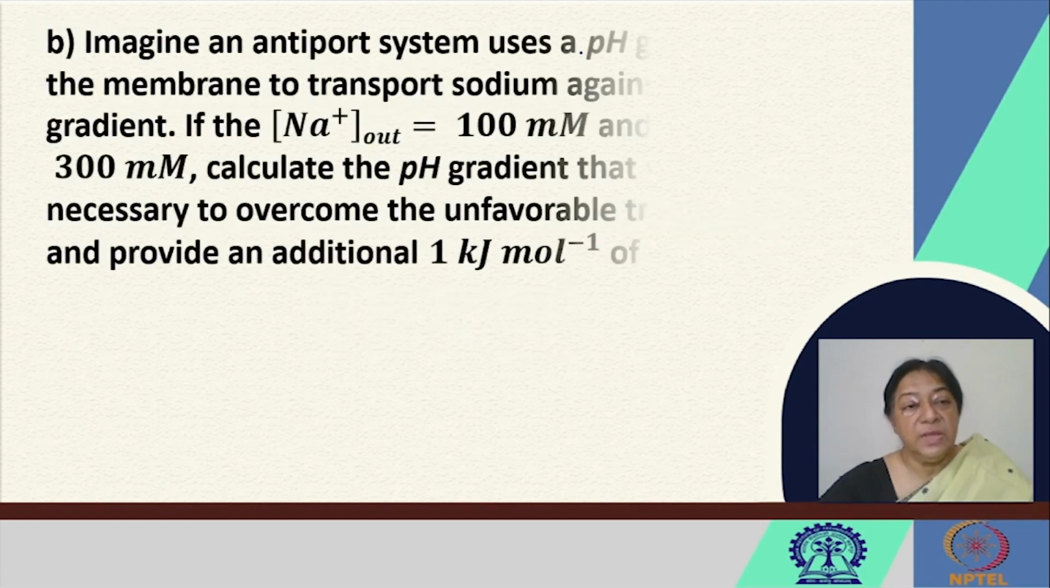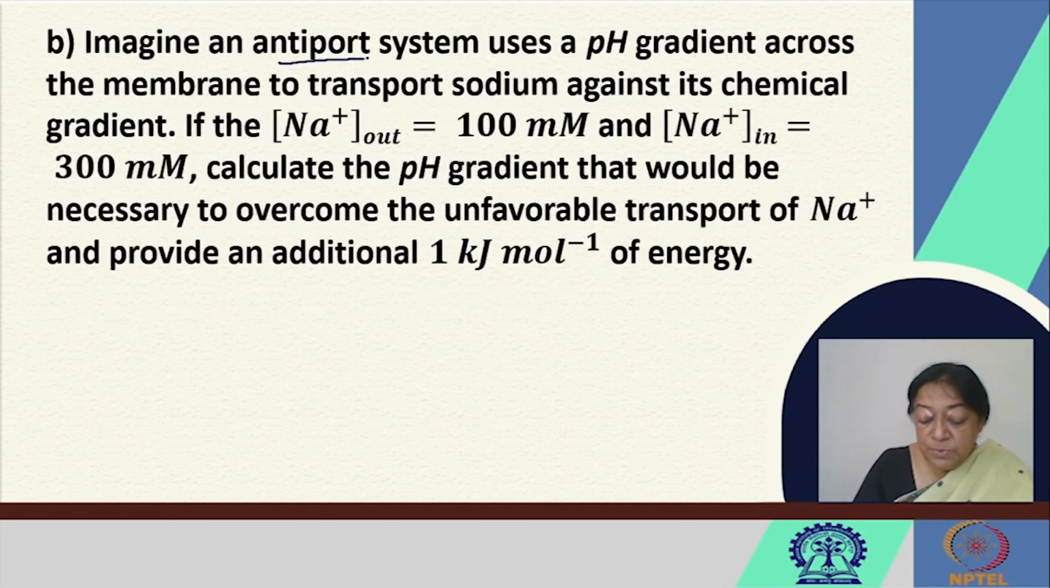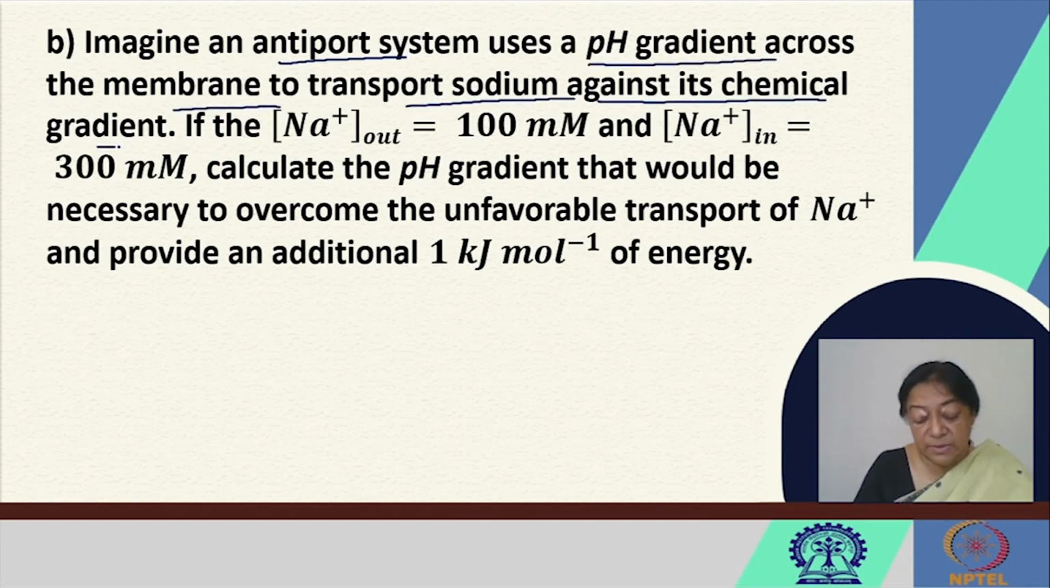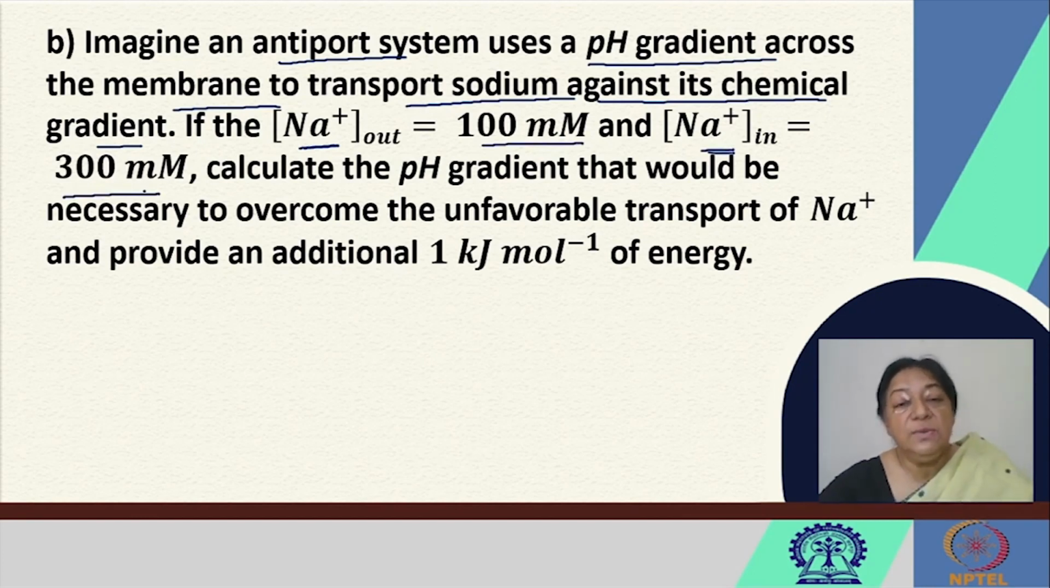If we look now at an antiport system which uses a pH gradient across the membrane to transport the sodium against its chemical gradient, in this case we are looking at a sodium out of 100 millimolar and a sodium in of 300 millimolar. We have to calculate the pH gradient that would be necessary to overcome the unfavorable transport of sodium ions and, in addition, provide 1 kilojoule per mole of energy.